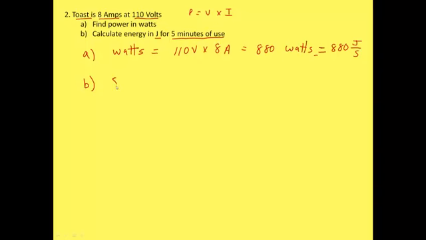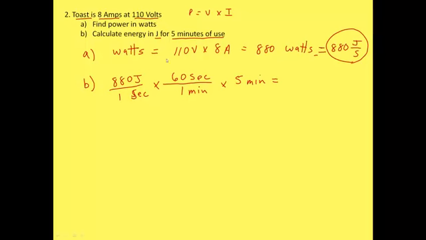Okay, so if it's 880 joules for every 1 second, which is what this quantity up here means, joules per second, because it's watts. But how many seconds are we talking about? 5 minutes. So we have to multiply by 5 minutes. There are 60 seconds in every 1 minute, and then we also have to multiply by the 5 minutes.